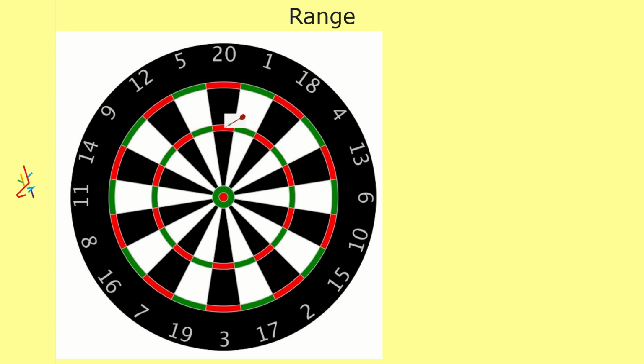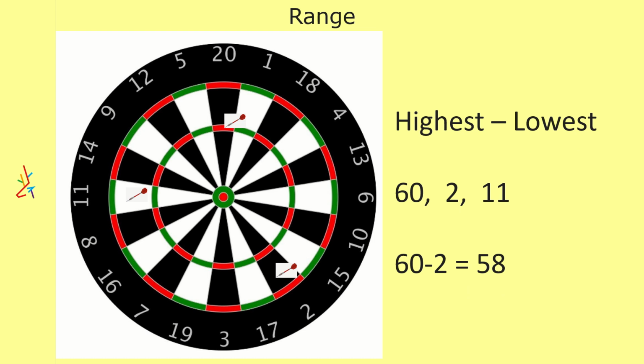So our first dart goes in the triple 20, our next dart goes in the 2, and our next dart goes in the 11. So we've got 3 numbers, 60, 2 and 11. Put the range into highest take away the lowest. 60 take away 2 equals 58. Big range compared to the last one. The range on the last one was 0, which meant it was consistent. This one was 60 minus 2, meaning it's 58, which is very inconsistent.